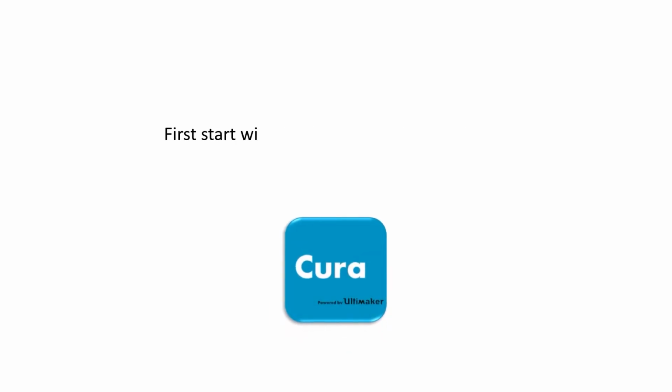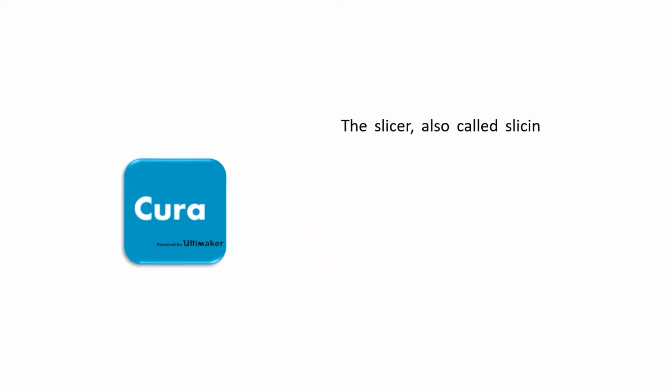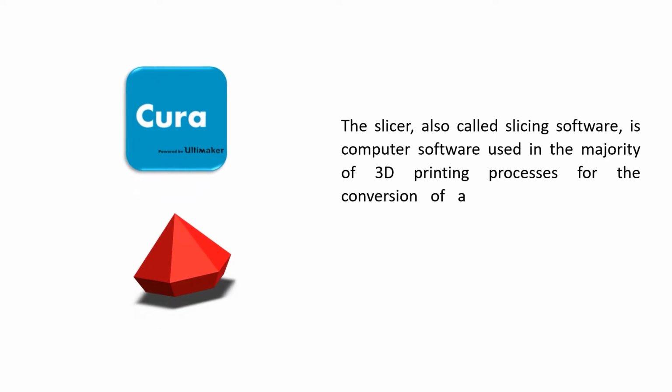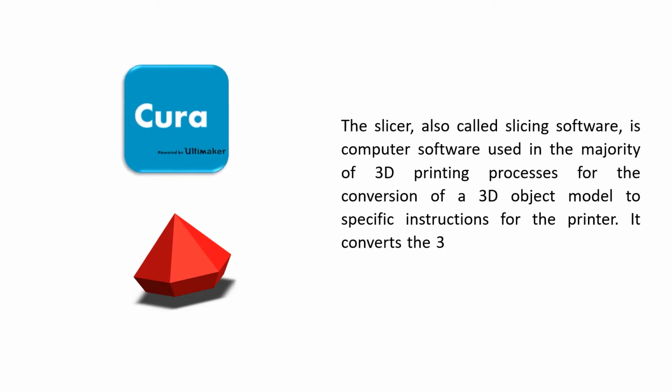Let's give you an introduction to the slicing software Cura. First, start with understanding what is slicing. The slicer, also called the slicing software, is computer software used in the majority of 3D printing processes for the conversion of a 3D object model to specific instructions for the printer. It converts the 3D .stl file into Gcode, which can be read by a 3D printer.